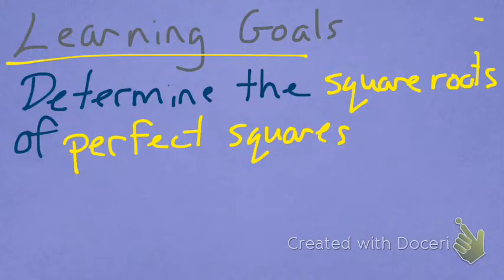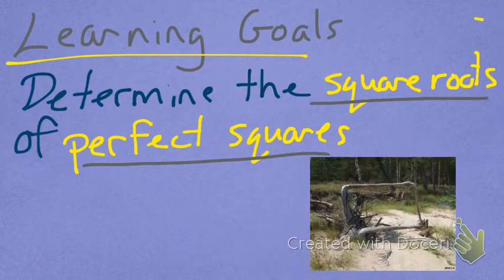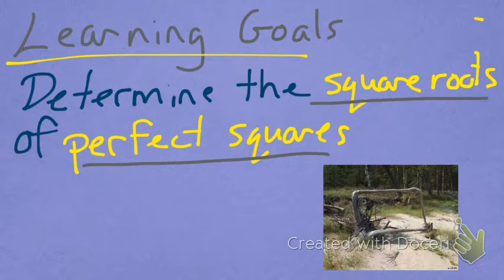Our learning goals for today: we are going to determine the square roots of perfect squares. Now, I've already shown you that square roots exist, if you don't believe me. Bam, there they are, see? Okay, it's more like a rectangle root, but still.